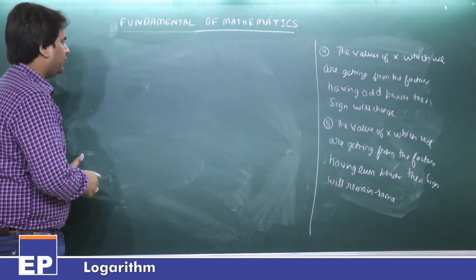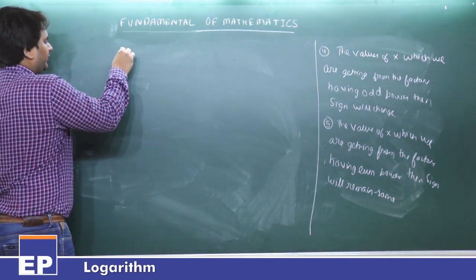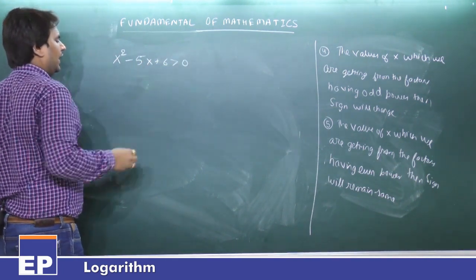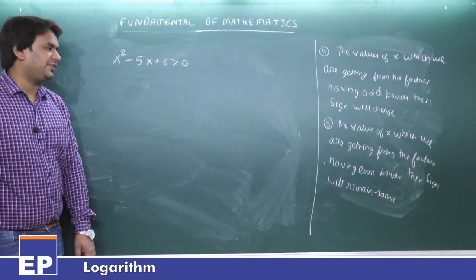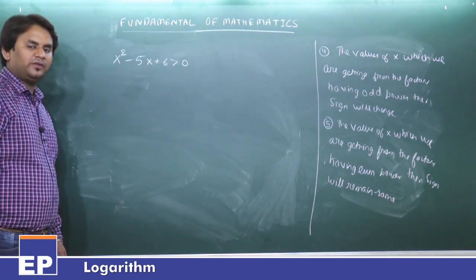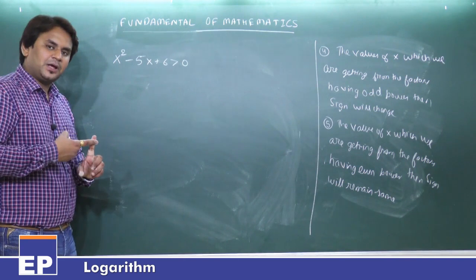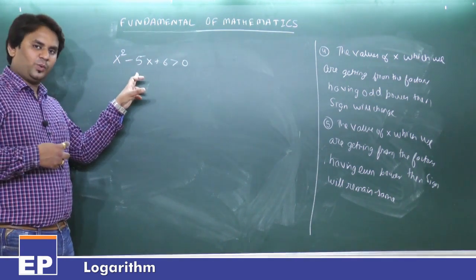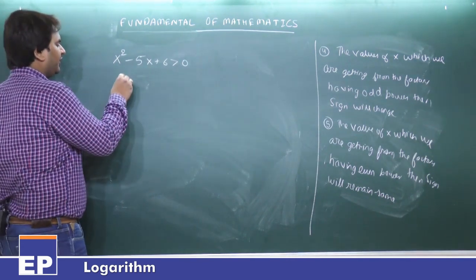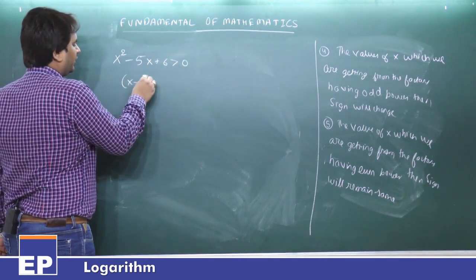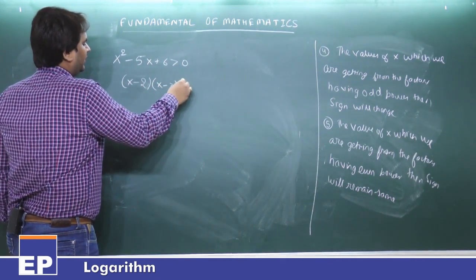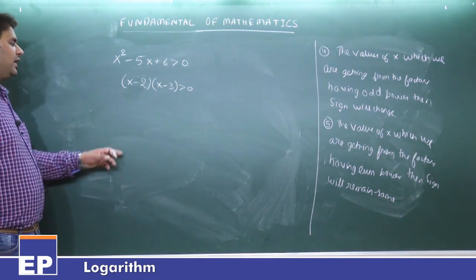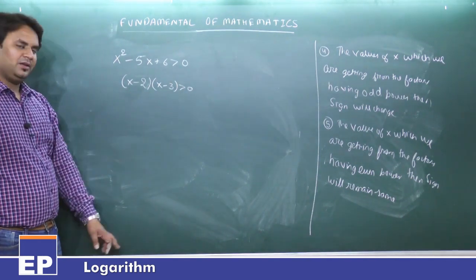Let us take first question of Wavy-Curve method. x square minus 5x plus 6 is greater than 0. I want to solve this question. How to solve this question? What is the first step? The first step was always factorize the expression. Here the factorization is required. We will do the factorization. The factorization of this will be x minus 2 into x minus 3, that is greater than 0.